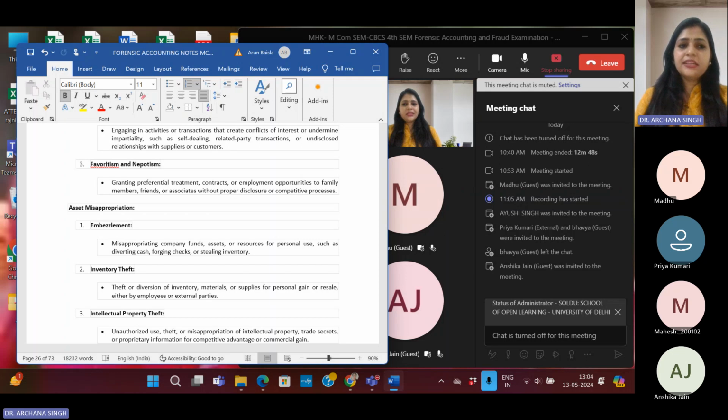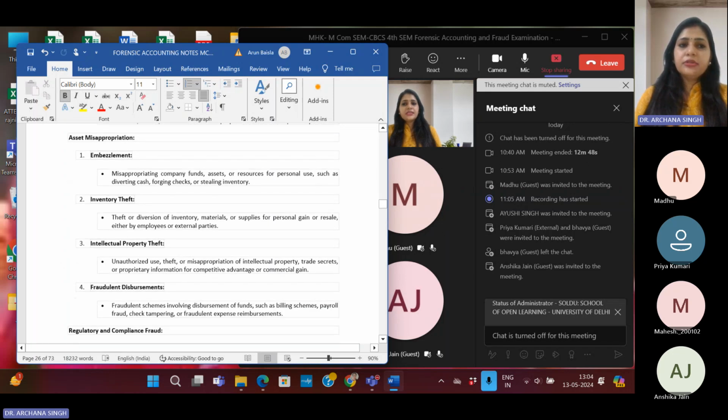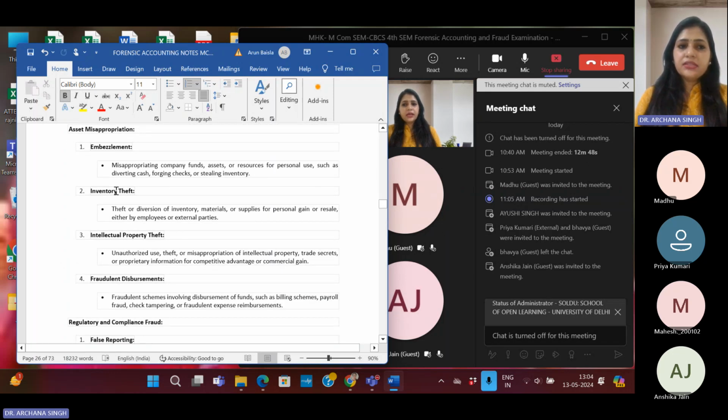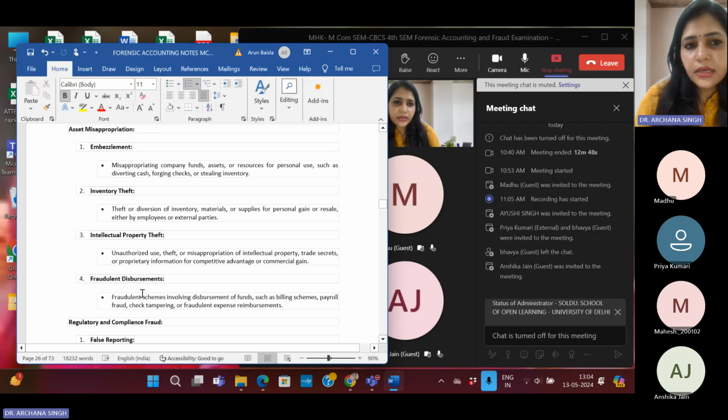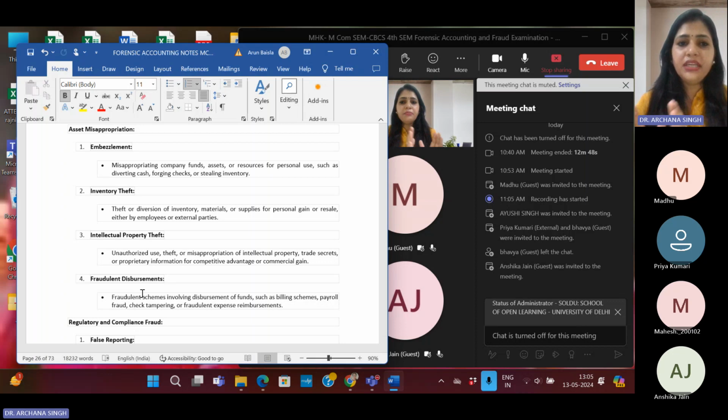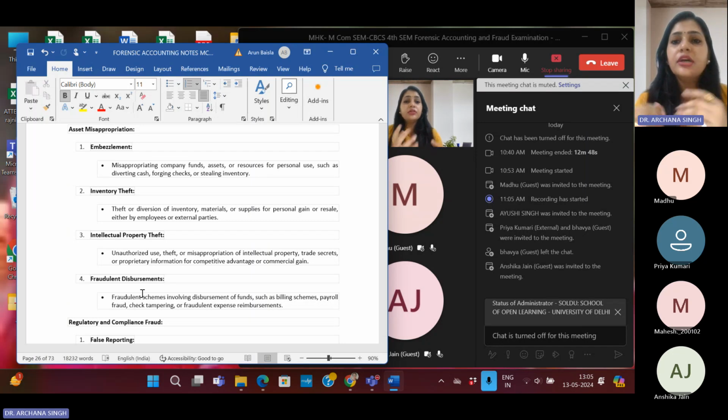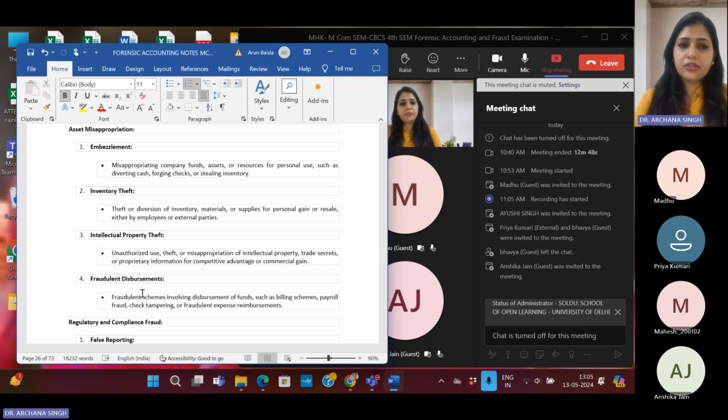Then next is asset misappropriation. Asset misappropriation basically includes embezzlement, inventory theft, intellectual property theft, and fraudulent disbursement. Embezzlement means misappropriating the company's funds, assets, and resources for their own personal use. They are using the assets and resources for their own personal use.